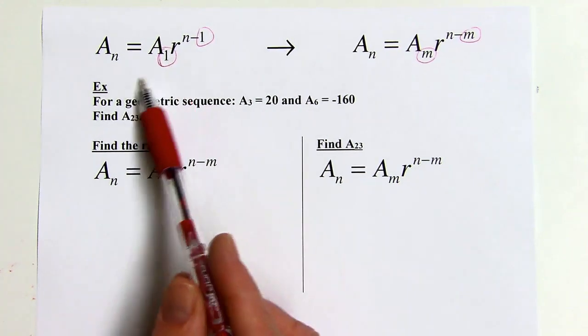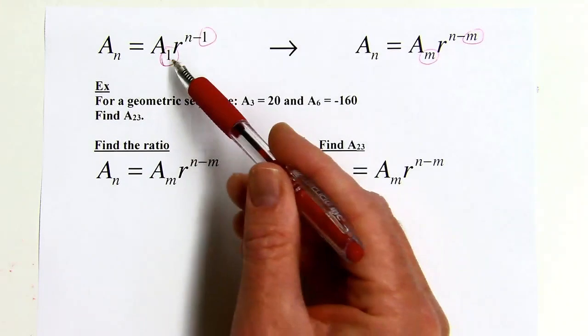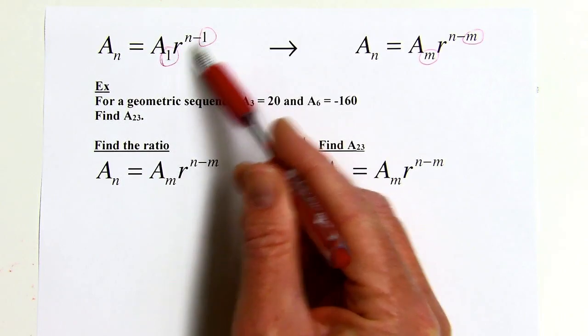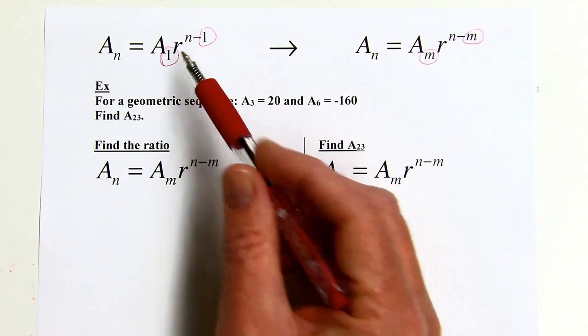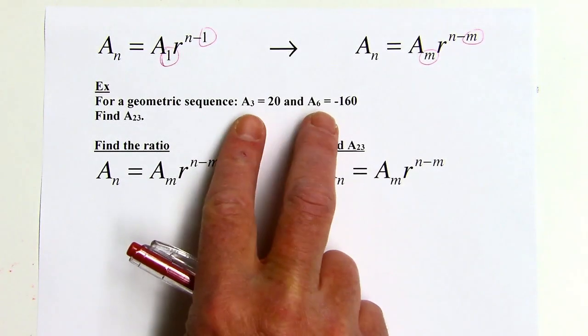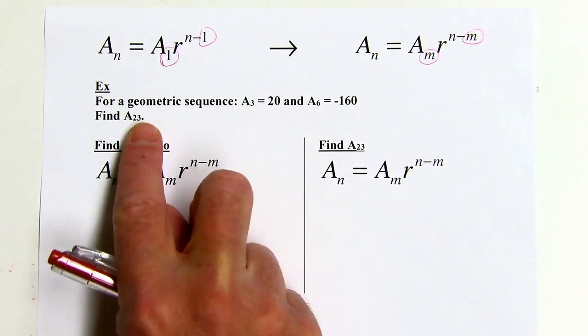Okay, so here is our specific term formula for a geometric sequence. And you notice how the ones are both circled here. They correspond to each other, okay? So this formula is great if you know the first term. In this example that we're about to do, we have the third and the sixth terms. We don't know the first term, and we're trying to find the 23rd term.